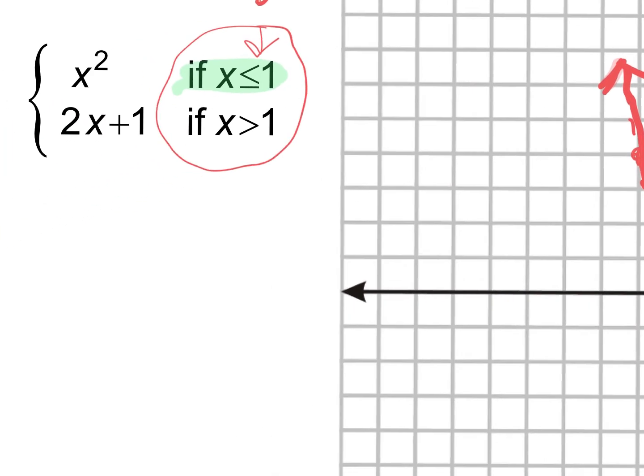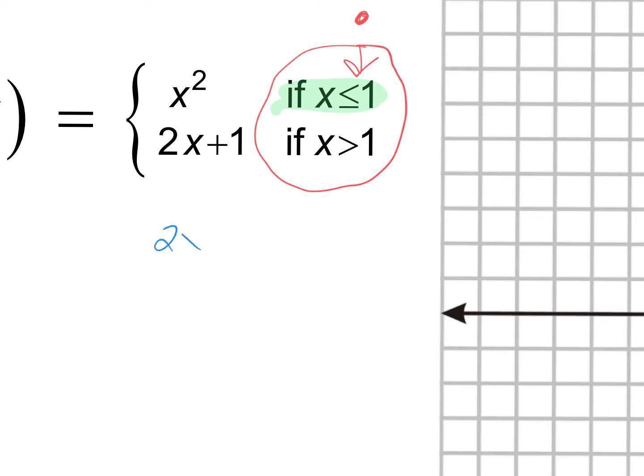So now we're going to do the exact same thing. I'm going to change my color, and I'm going to use this line. This is y equals 2x plus 1. Well, this is a line. I know it's a line because it's x to the first power. You all know how to graph lines. You need the slope, and you need the y-intercept. What is the slope of this line? 2 over 1. And what is the y-intercept?